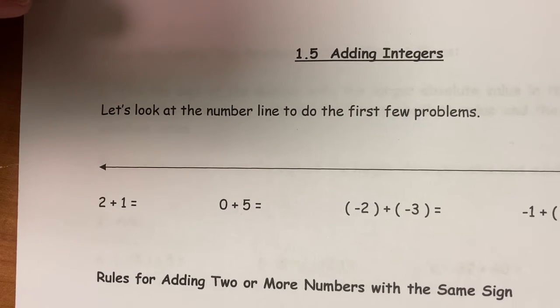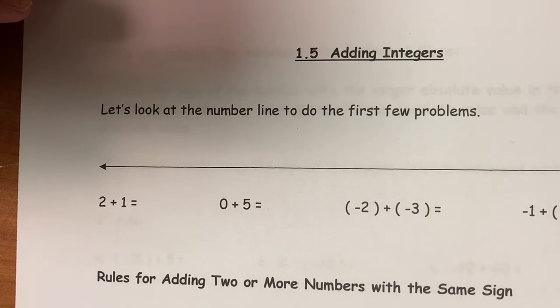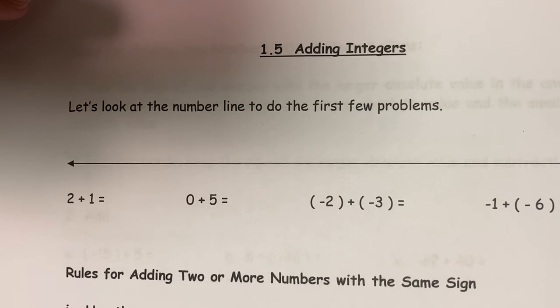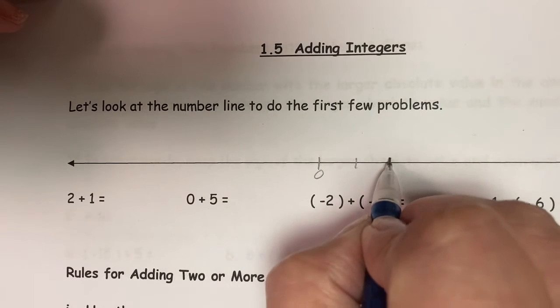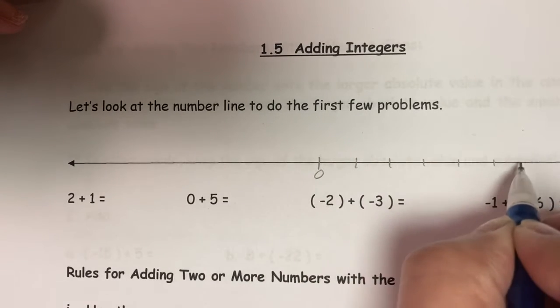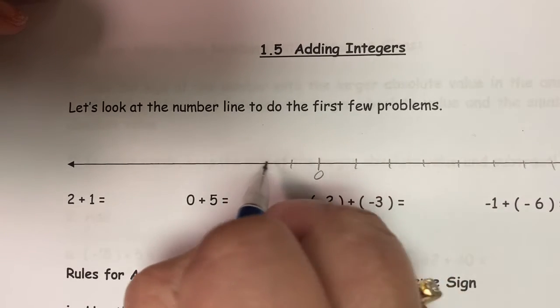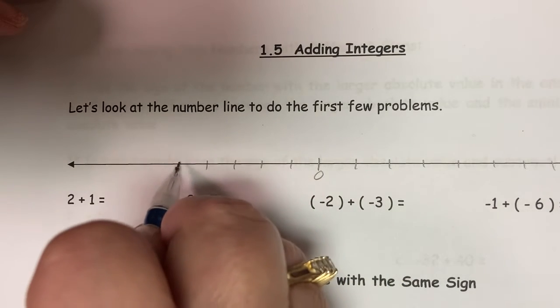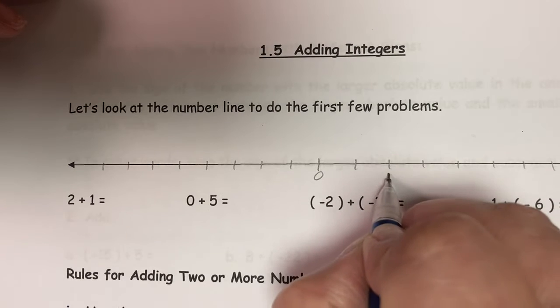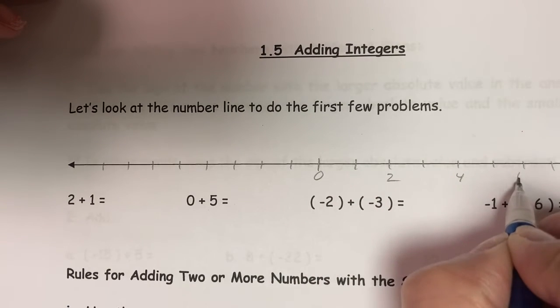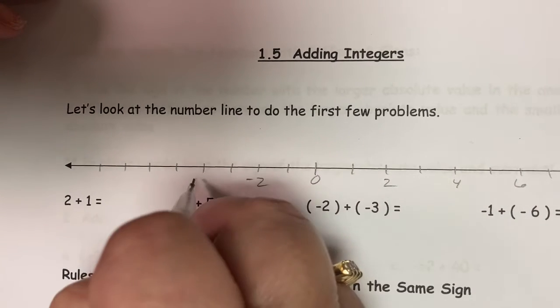All right, so here we're going to start the notes for 1.5, and we're just going to quickly review adding integers. And of course, integers is that set of numbers that contains positives and negatives. So if we just quickly look at a number line, I like to look at the number line so you can see a visual of what's happening as we add these integers.